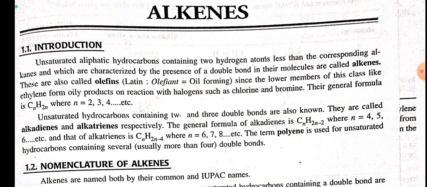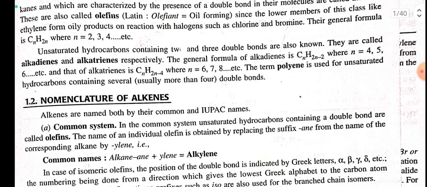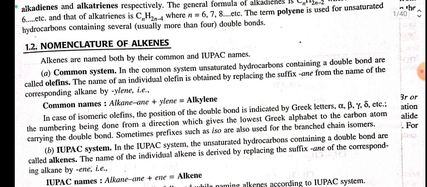The general formula of alkadienes is CnH2n-2, where n is 4, 5, 6, etc. And that of alkatrienes is CnH2n-4, where n is 6, 7, 8, etc. The term polyene is used for unsaturated hydrocarbons containing several double bonds. Nomenclature of alkenes. Common system.